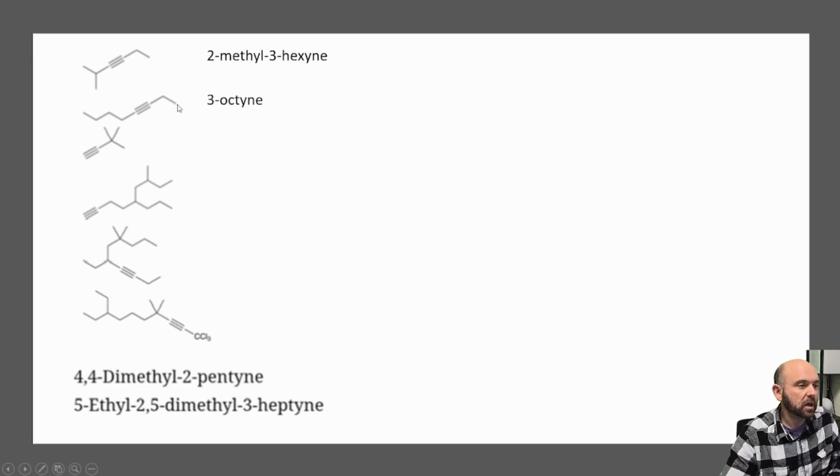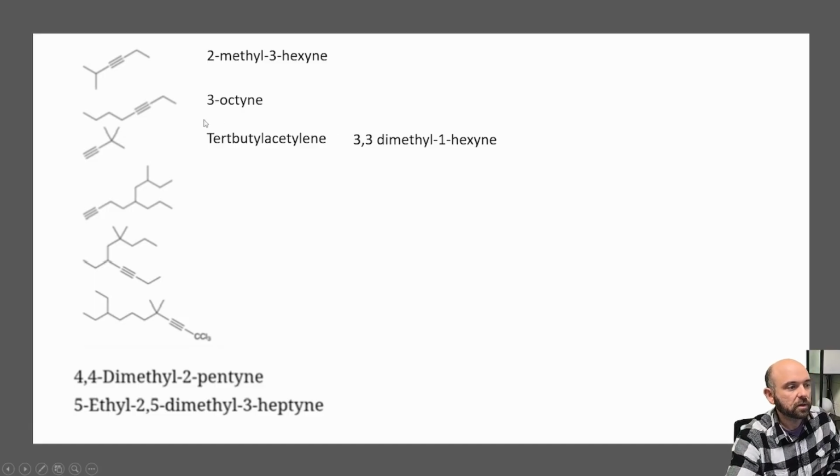The next one is just a straight chain with a triple bond somewhere along the chain, no substituents or anything. If we count from this end, because that will put a 3 on our triple bond instead of a 5, we see 1, 2, 3, 4, 5, 6, 7, 8 carbons, making that 3-octyne. The next molecule, you can name a few different ways. If I was naming it, I would probably just call this one tert-butyl acetylene. We see this is an acetylene that's had one of its hydrogens replaced with our common tert-butyl group. It would not be incorrect either to call this 3,3-dimethyl-1-hexyne as well.